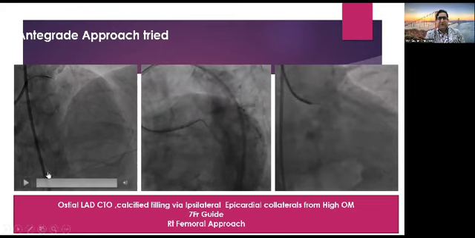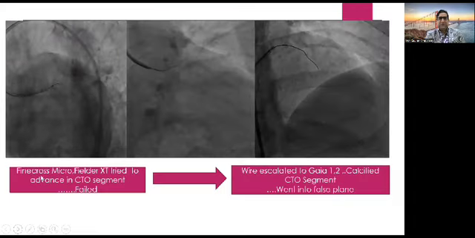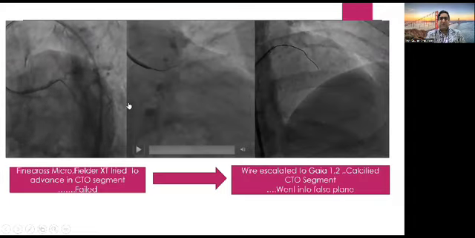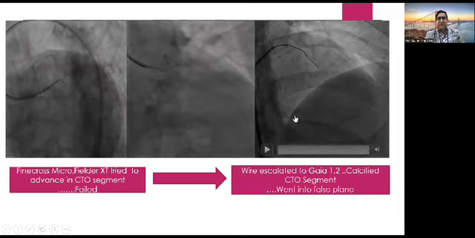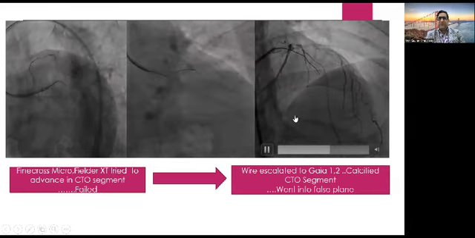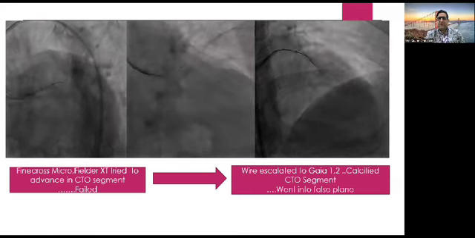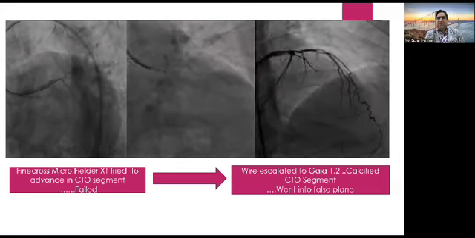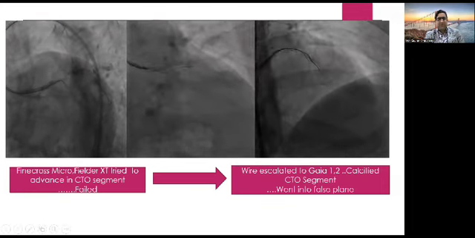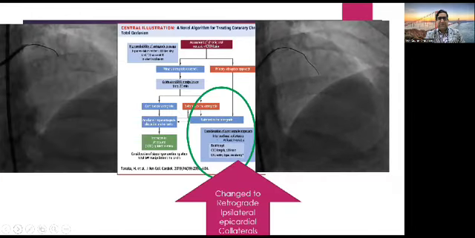So it was tried to negotiate via the antegrade route, and various wires were chosen to deal with this. Over the FineCross microcatheter, Fielder XT was tried in the first attempt. After that, we tried the Gaia 1 and 2, but it was a calcified CTO segment, and we can see the retrograde collateral vessel is not in line with the wire, so the wire is subintimal, and we can see a lot of calcium in that segment. So this antegrade approach led to the wire going into the false plane.